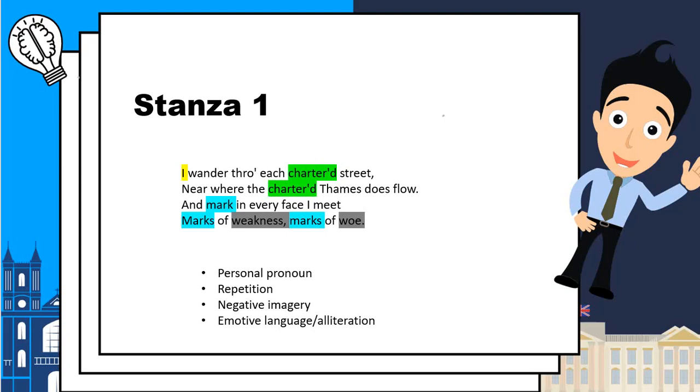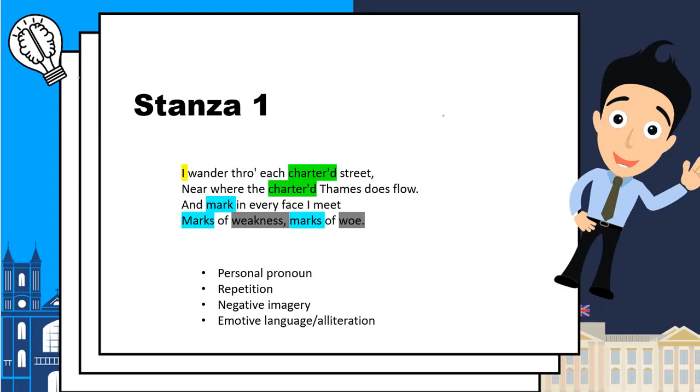And then we have repetition of mark. Mark every face, marks of weakness, marks of war. The repetition of marks, mentioned three times, creates negative imagery. A mark on your face, a mark, something we see, a dirty mark. So repetition shows that negative imagery.